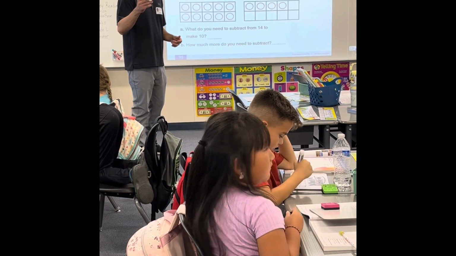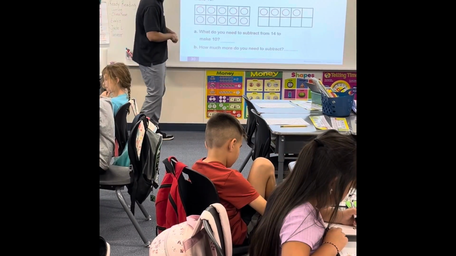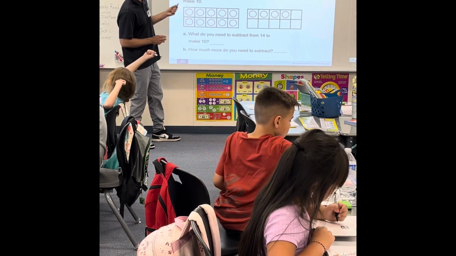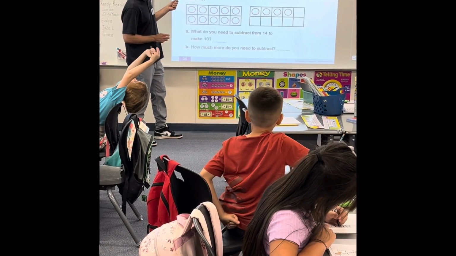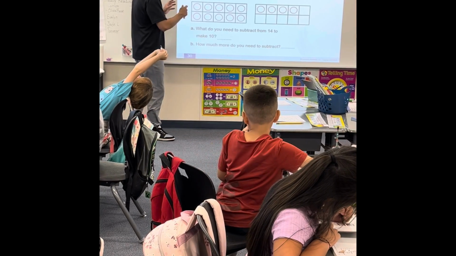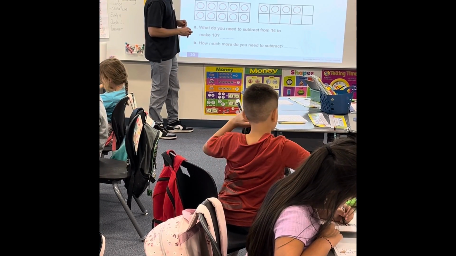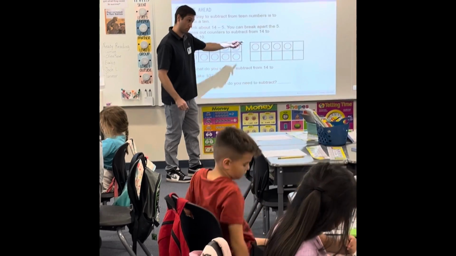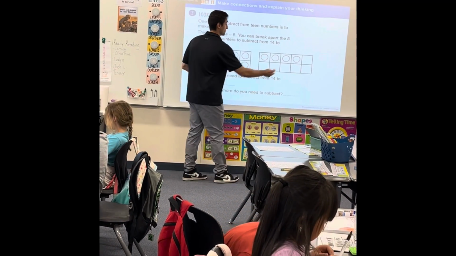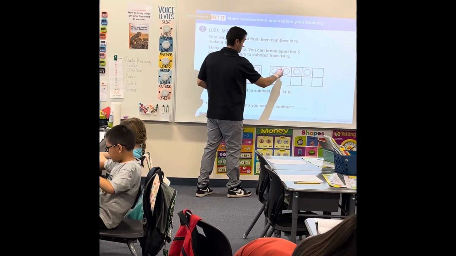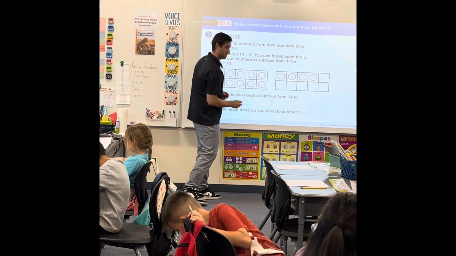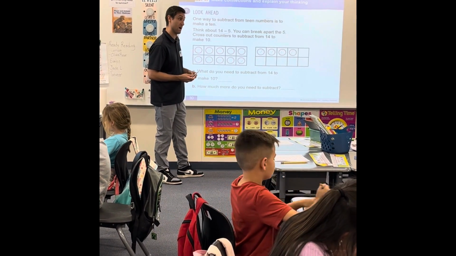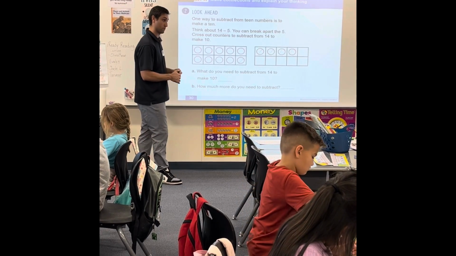Okay. For this one, think about 14 minus 5. You can break apart the 5, cross out the counters, subtract from 14 to make 10. So you guys have the boxes already created in your book. We made 10, and then with the 4 extra, which would be 14, you take the 5 and you cross out 1, 2, 3, 4, and 5. And then we just count how many boxes are not crossed, which will leave us with 9. So 14 minus 5 is 9.